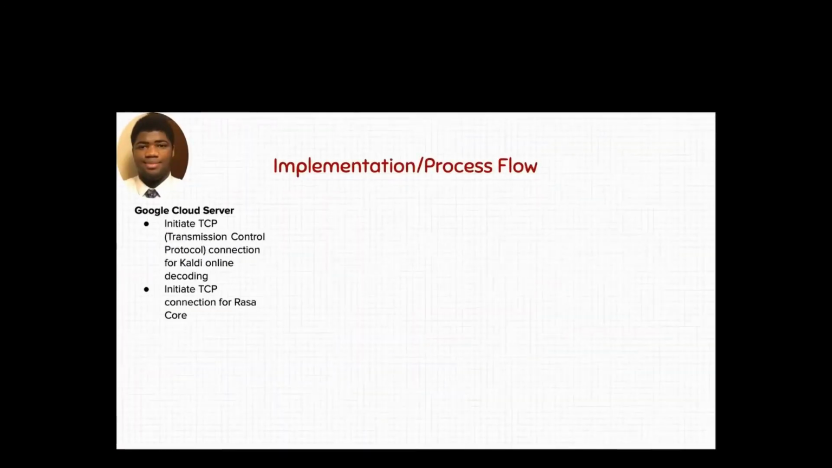The implementation and process flow of our smart home assistant is as follows. First off, we have the Google Cloud server, where we initiate a TCP connection so that we can do our call to online decoding, and another connection so that we can use the Rasa Core system. On the Raspberry Pi, we use speech to pipe to the Kaldi TCP connection for online decoding.